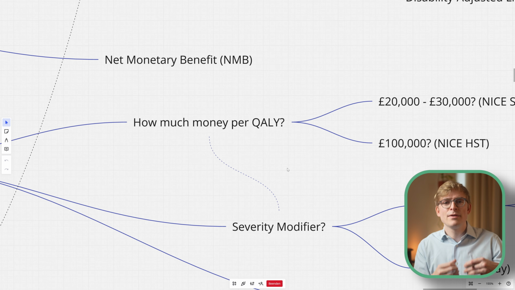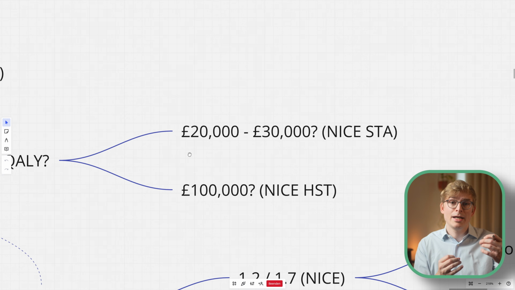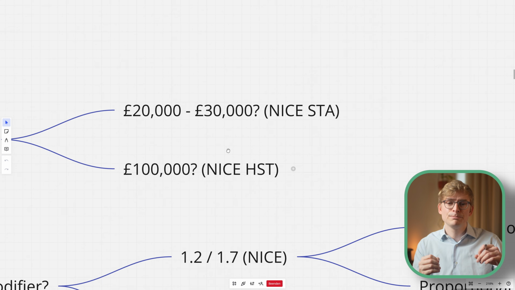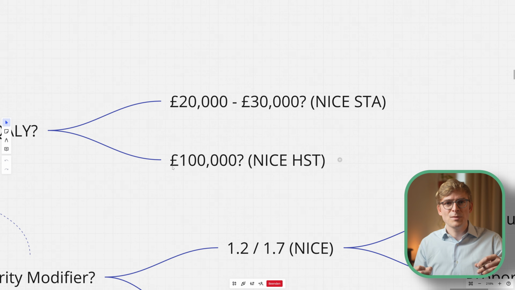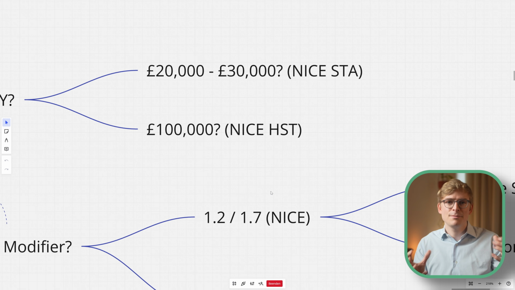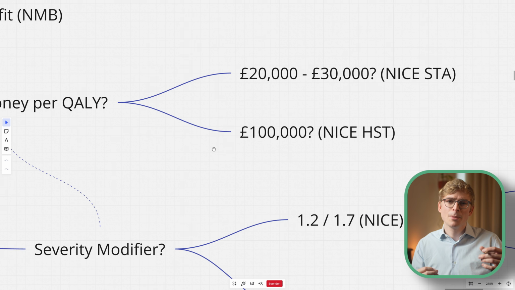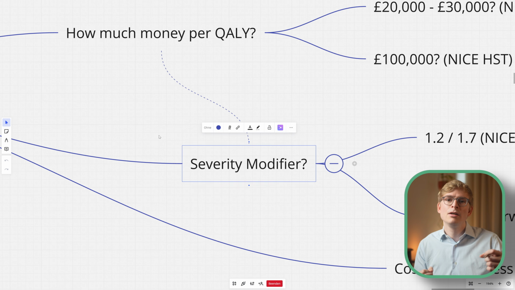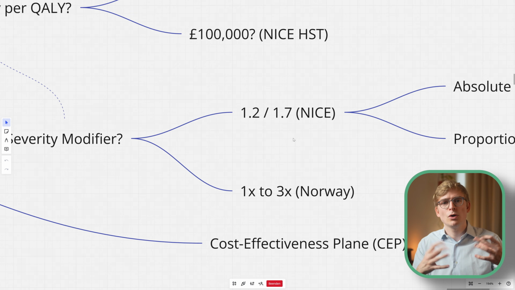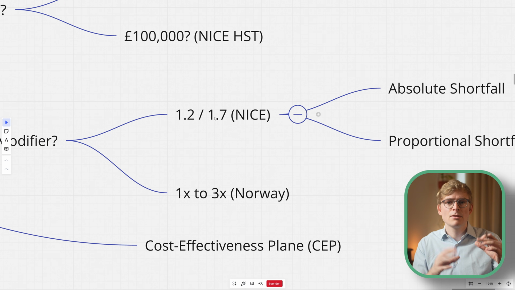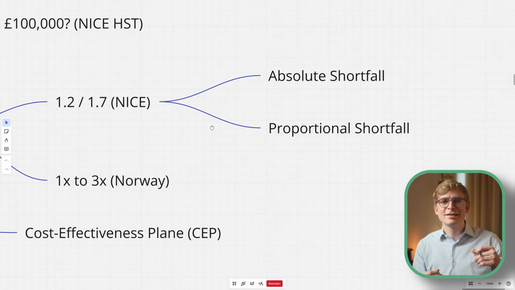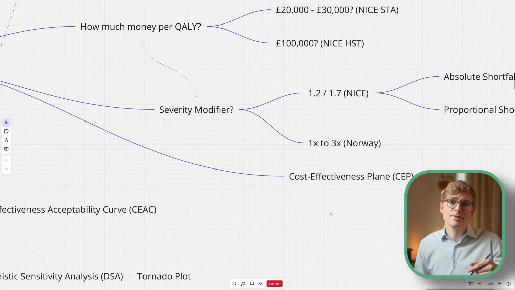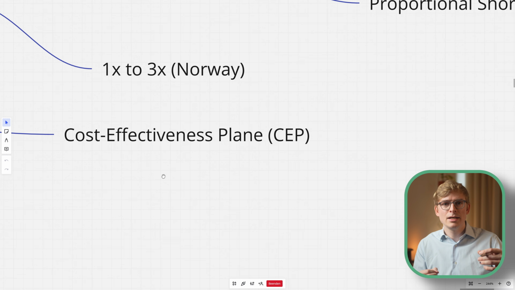In England, for example, the willingness to pay threshold set by NICE for a single technology appraisal is a range between £20,000 and £30,000. However, there are exceptions to this rule as well, as the threshold is different for highly specialized technology appraisals, for example. On top of that, the willingness to pay can be affected by what's known as the severity modifier, which has different implementations in cost-effectiveness markets like the Netherlands, Norway, or England, for example. Lastly, willingness to pay is often visualized graphically in cost-effectiveness analysis using plots like the cost-effectiveness plane or the CEAC.